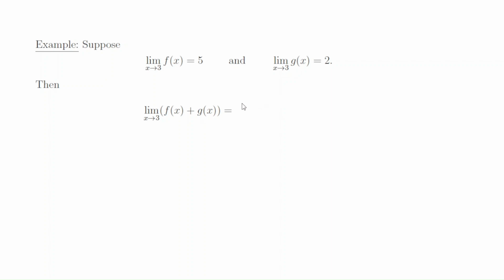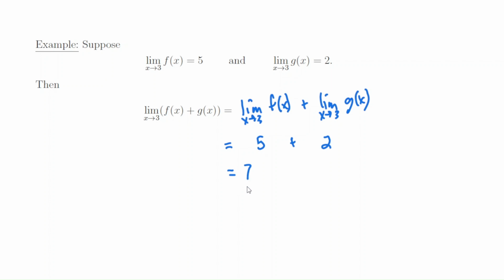In fact, you could write it out a little bit more. The limit of the sum is the sum of the limits. You can write it like this: limit as x approaches 3 of f of x plus limit as x approaches 3 of g of x. Limit of the sum equals the sum of the limits. And this limit was just 5, and this limit was 2, and so our answer is 7. Okay, so that's pretty clear, right?